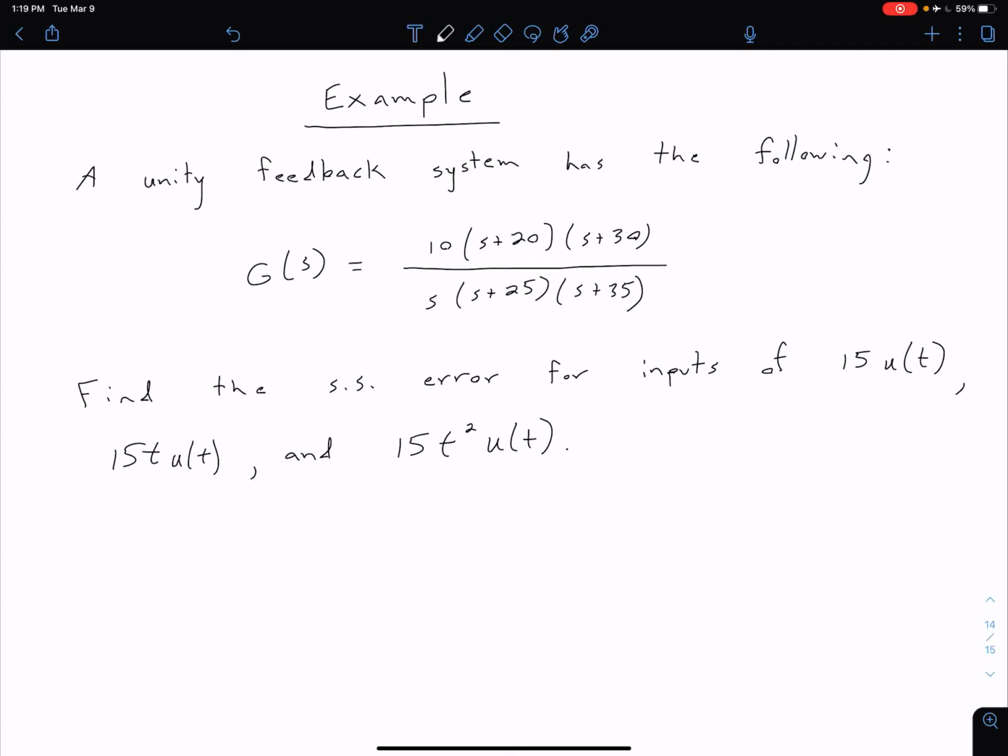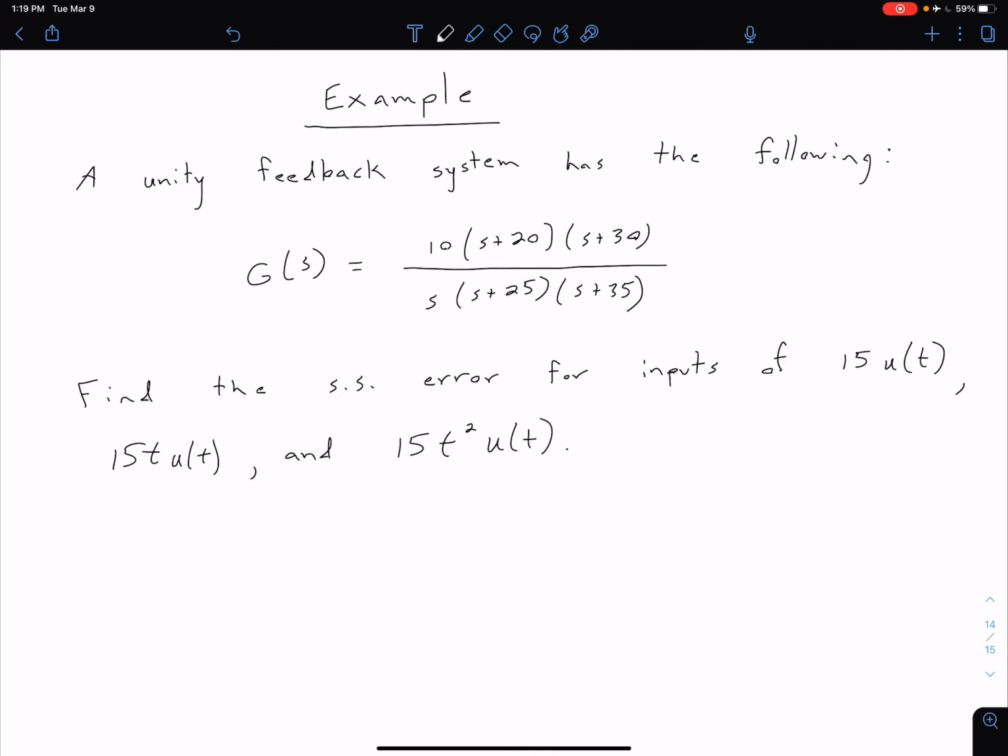Let's take a look at an example. As always, I would encourage you all to set up the problem and try to work through it by yourselves before coming back to the video for the solution. In this example, we have a unity feedback system which has the following open loop transfer function.